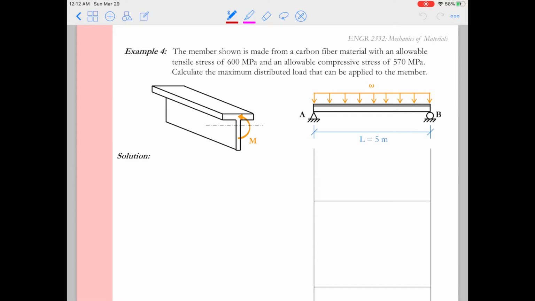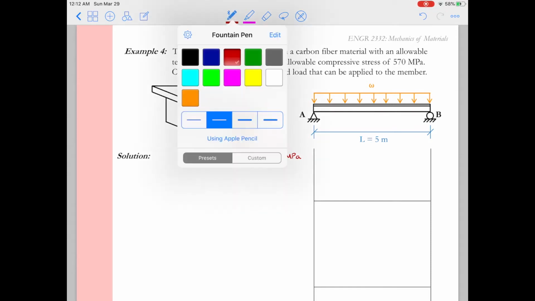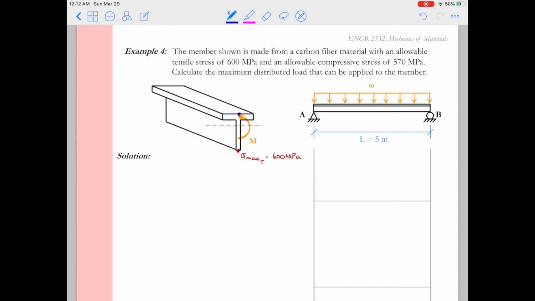So let's go ahead and think about the stresses that are acting on this cross-section. We see that due to the applied load, that'll create a bending moment that will lead to tension on the bottom and compression on the top. Now I think you have enough knowledge to go ahead and solve this problem on your own. So I would say go ahead and pause the video here and give it a try.